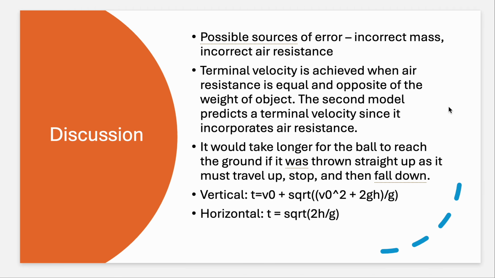And it would take longer for the ball to reach the ground if it was thrown straight up, as it must travel up, stop, and then fall down. So the formulas for finding the time for throwing it vertically and throwing it horizontally are listed here, and obviously it would take longer to throw it vertically.